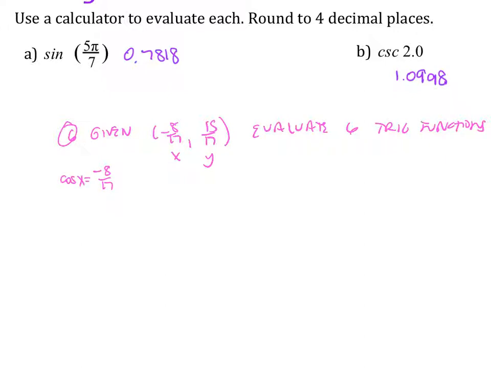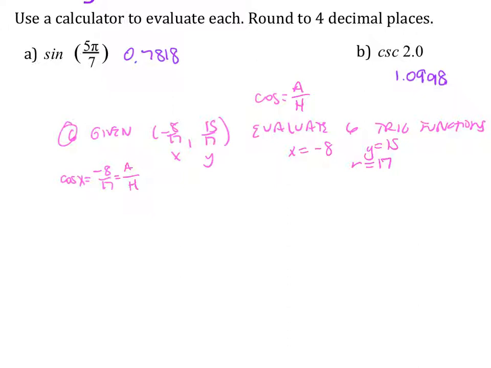Now remember, what does cosine equal? Cosine is adjacent over hypotenuse. So really what we're given is adjacent and hypotenuse, and then we know, so adjacent is -8, or x is -8. Let's do that. X equals -8. Our y value is 15, and the r value is 17. So that gives us everything that we need in order to evaluate the 6 trig functions.